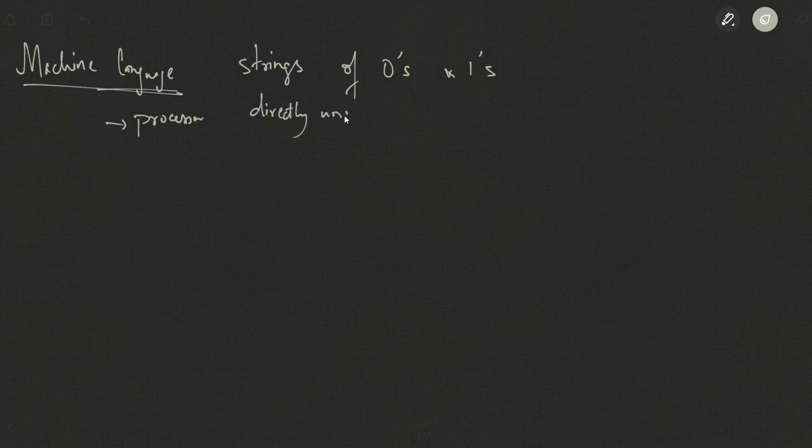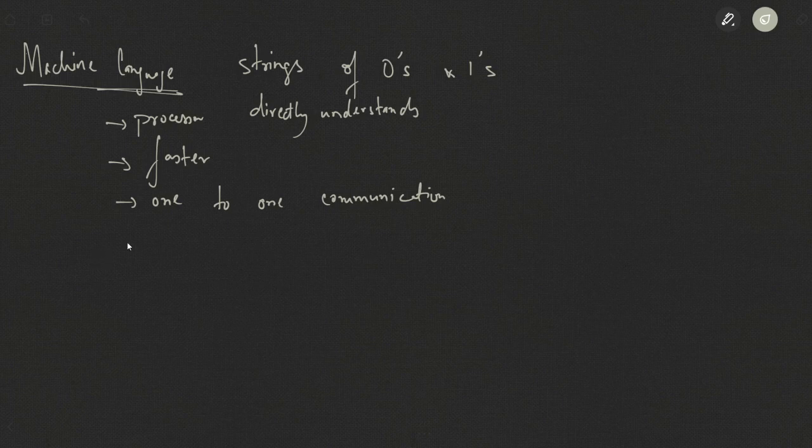Since it directly understands this type of language, machine language is a one-to-one communication, and therefore it is much faster. It is faster because it is a one-to-one communication. We do not need to translate this language for the microprocessor to understand. Also, it requires less memory space, or you can say it's more compact.